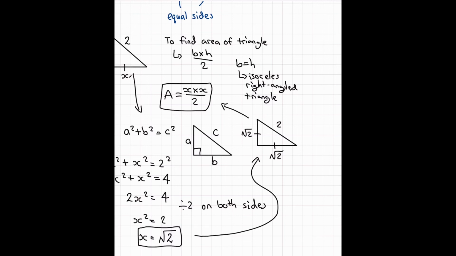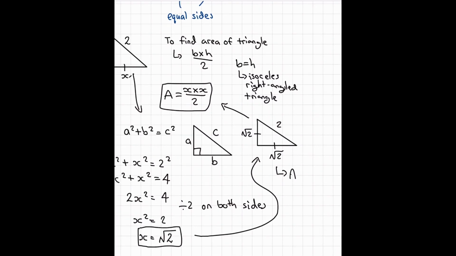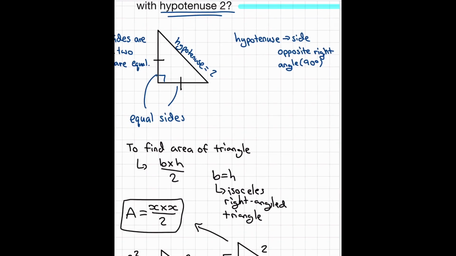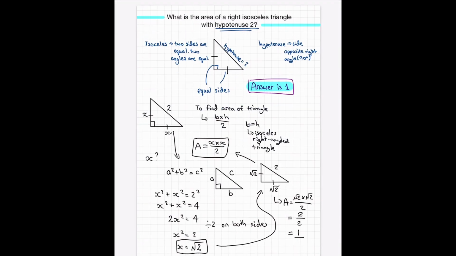So now to put this into our area formula, we have area equals the square root of 2 times the square root of 2 all over 2, and any square root times itself is just the number. So that's 2 over 2, which is 1. So that means that our answer to the question is 1. So, yes, the answer is 1. There we go.